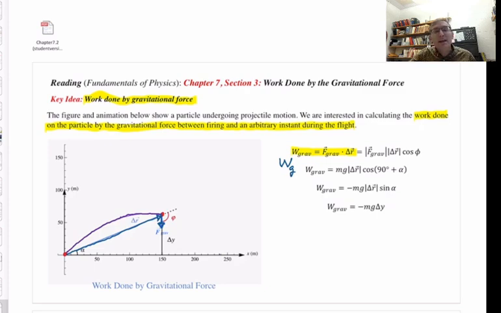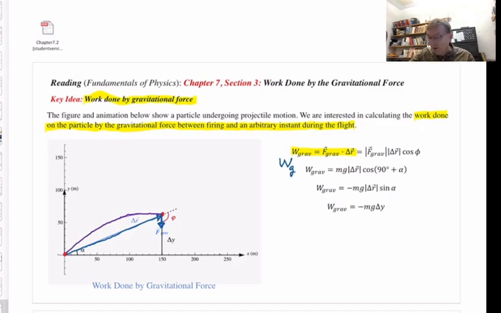Okay? That's what we have to use in the scalar product to calculate W grav. So F grav dot delta r, and both those vectors, F grav and delta r, must be clearly drawn as they are here. Next step is to use the definition of scalar product.